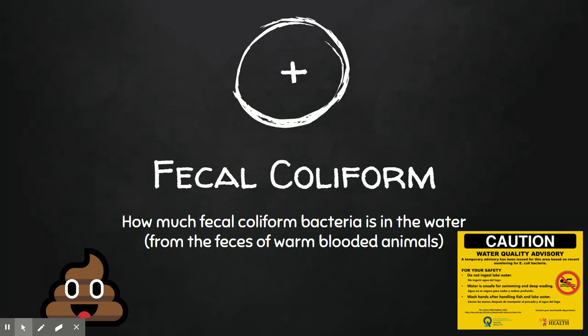Fecal coliform is a measure of how much of a specific bacteria is in the water. This fecal coliform bacteria is found in the poop of all warm-blooded animals, from humans to dogs to cows. Fecal coliform in water can be dangerous for humans that eat animals from the water or use the water for recreation. To measure fecal coliform, a water sample has to be analyzed in a lab, where fecal coliform colonies are counted in a petri dish after being incubated.